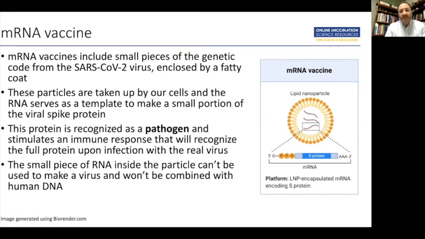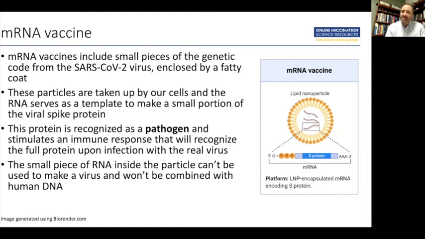So a little bit more information on the mRNA vaccine, which is the one that you've heard the most about. These were the first two to be approved and produced and distributed here in the US. mRNA vaccines, again, include just small pieces of the genetic code for the virus. These are encapsulated into a fatty coat, which is called a lipid nanoparticle. So these are very, very small particles that contain essentially just bits of messenger RNA, which are the template for making the proteins, encased by a little bit of fat.